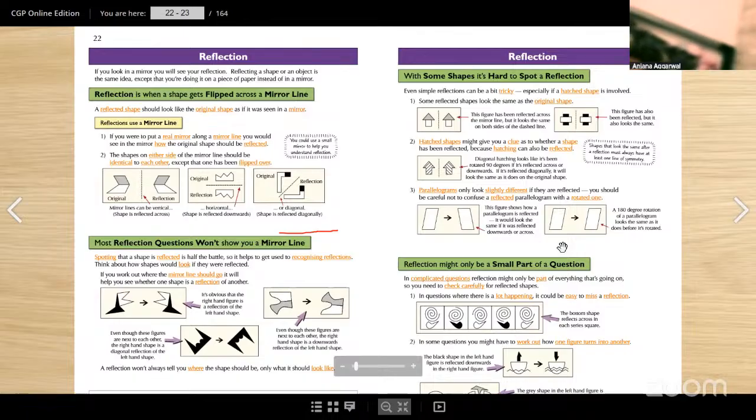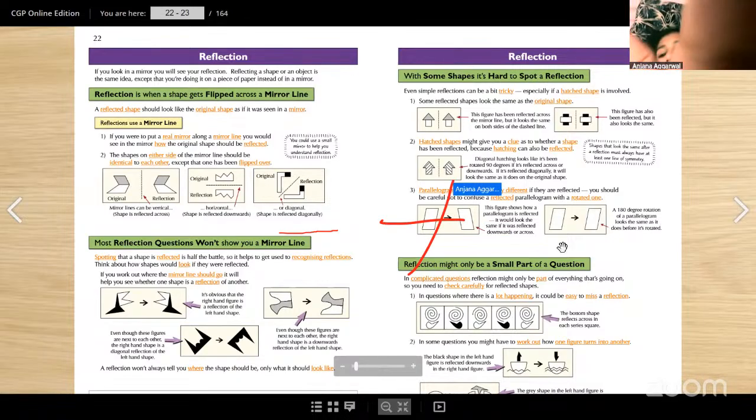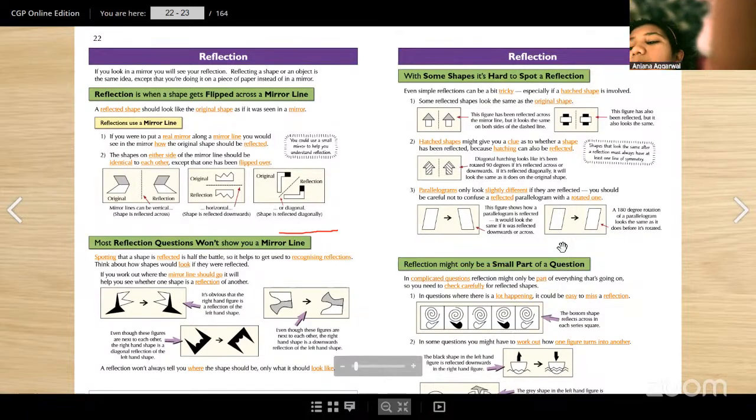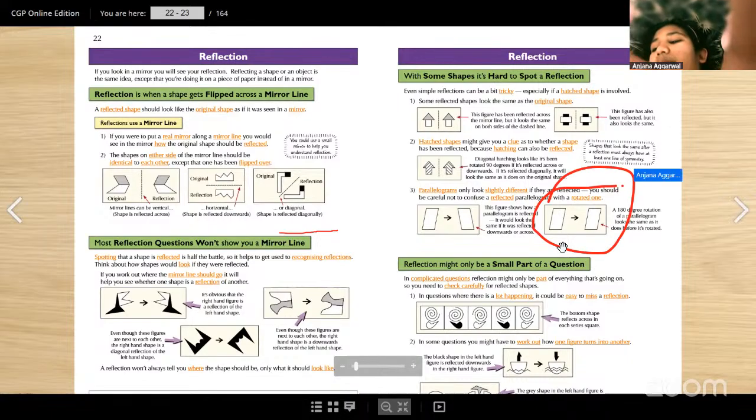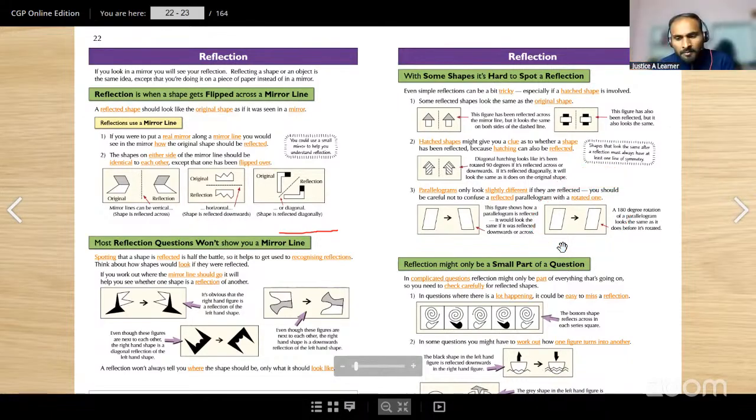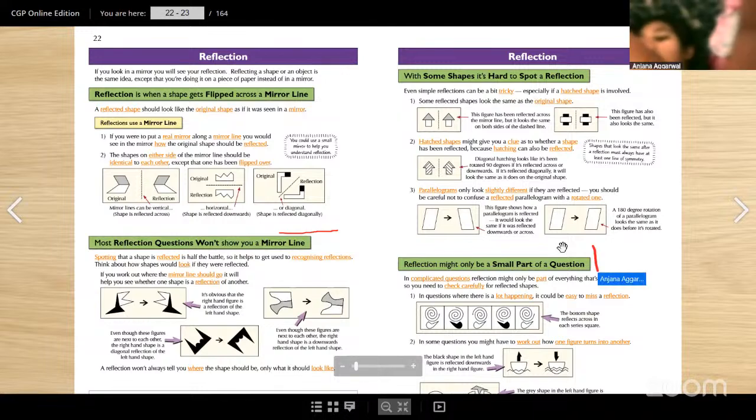Parallelograms only look slightly different if they are reflected. You should be careful not to confuse a reflected parallelogram with a rotated one. The figure shows how a parallelogram is reflected. It would look the same if it was reflected across. A 180-degree rotation of a parallelogram looks the same as it does. That this is a water image.